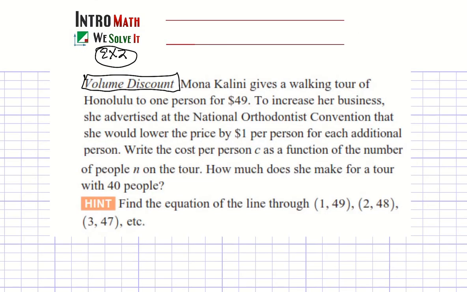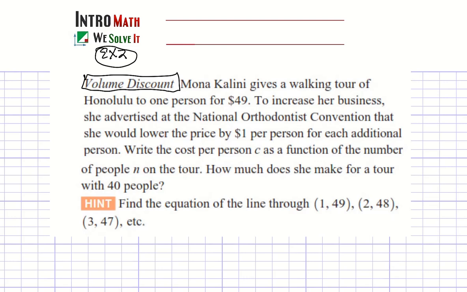All right, here is example number 2. The title is Volume Discount, and it says Mona Kalini gives a walking tour of Honolulu to one person for $49. She gives a walking tour to one person for $49, right?